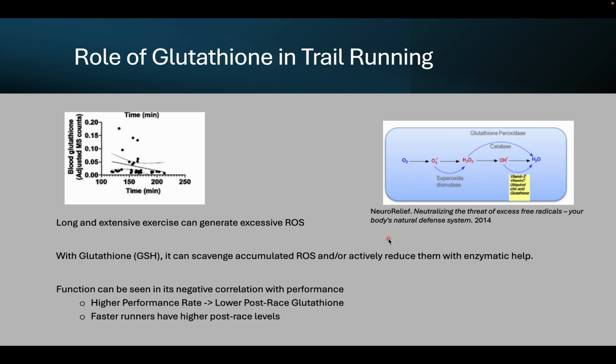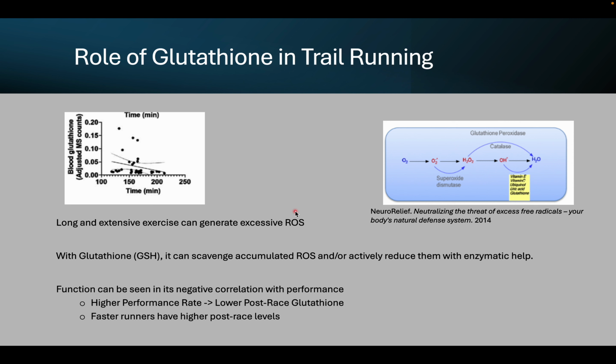Now, glutathione, what it will do is, the longer you run, you generate more excess reactive oxygen species. These reduced glutathione molecules, your GSH, will go scavenge and actively reduce these reactive oxygen species to prevent any muscular oxidative damage to either the leg muscles or muscle tissue in your legs or whatever you're doing when trail running, as well as anything to your lipids, your nucleotides, or DNA. It helps prevent this oxidative damage by scavenging and actively reducing these.